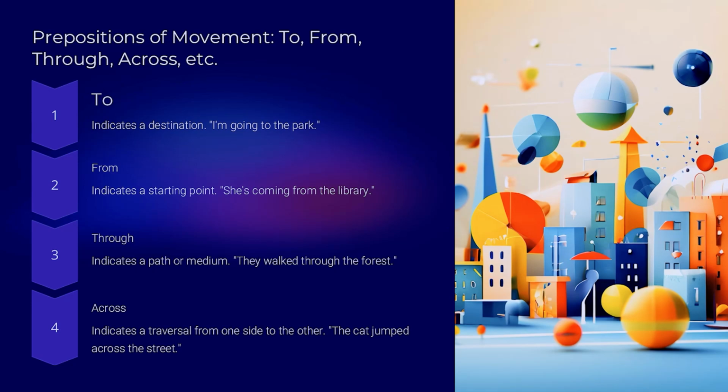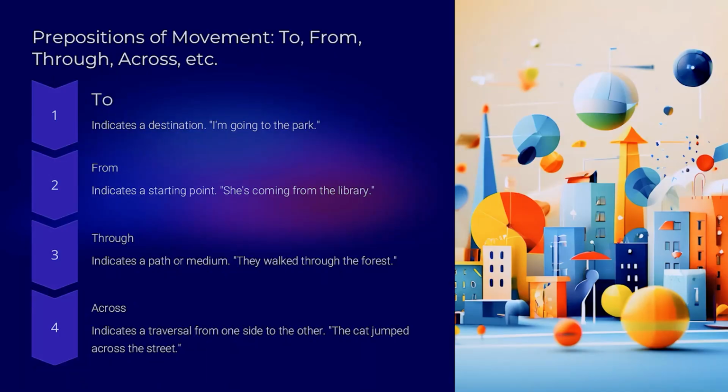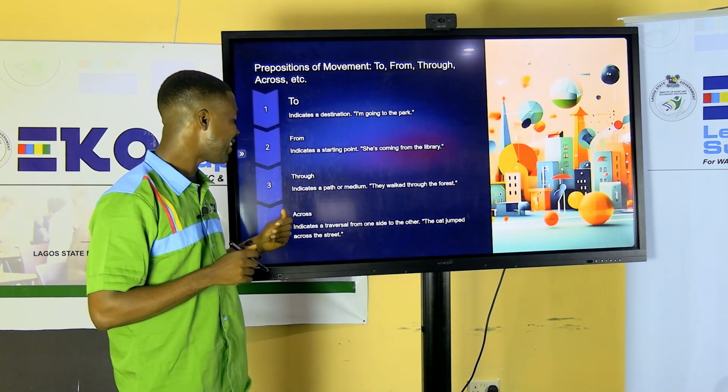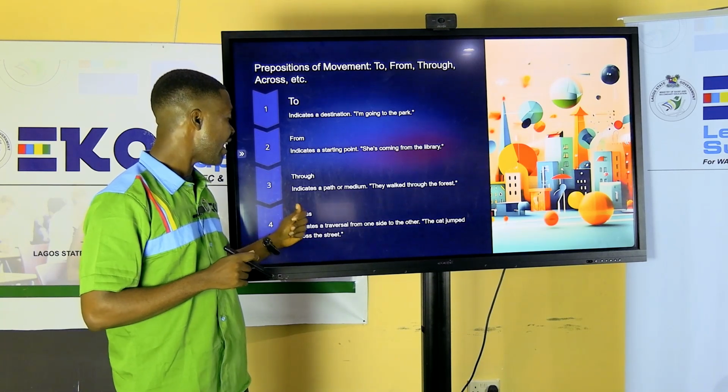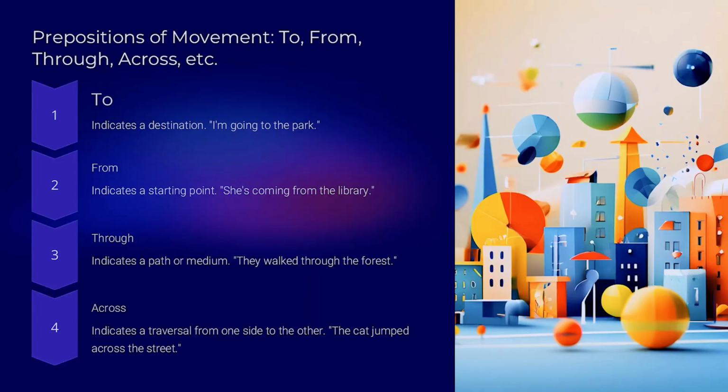When you use through, it indicates a path or medium. They walk through the forest. And finally, when you use across, it indicates a form of travel from one side to the other. For example, the cat jumped across the street.